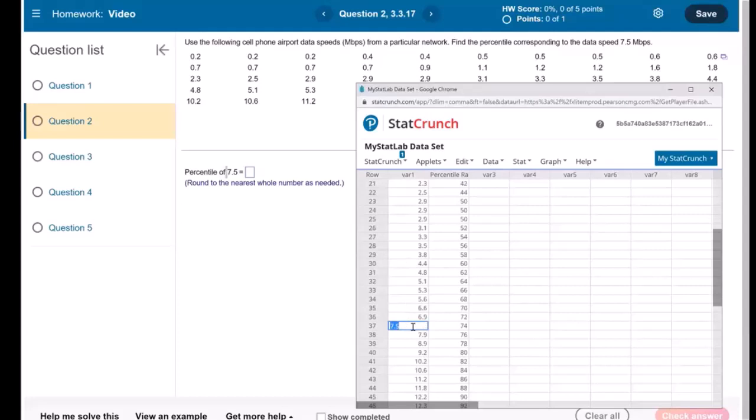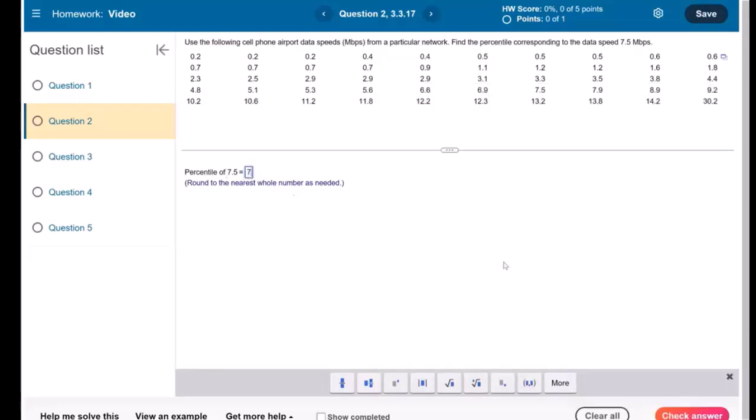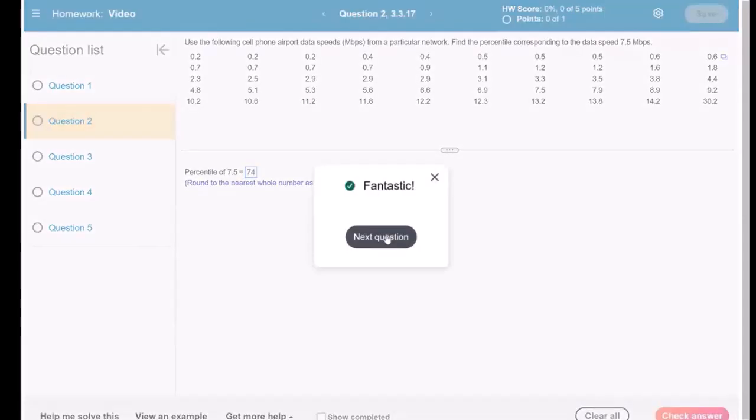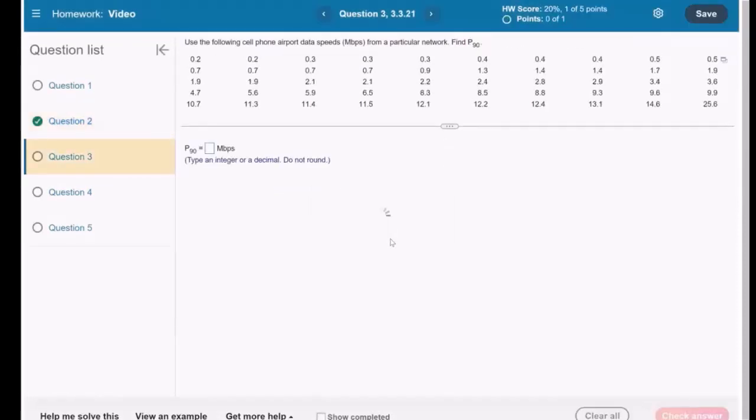And here's 7.5. And right here is the percentile rank. The answer is 74. I type in 74 here, check answer. That's it. In StatCrunch, it's really that easy to find, but it is nice to know what you're finding.